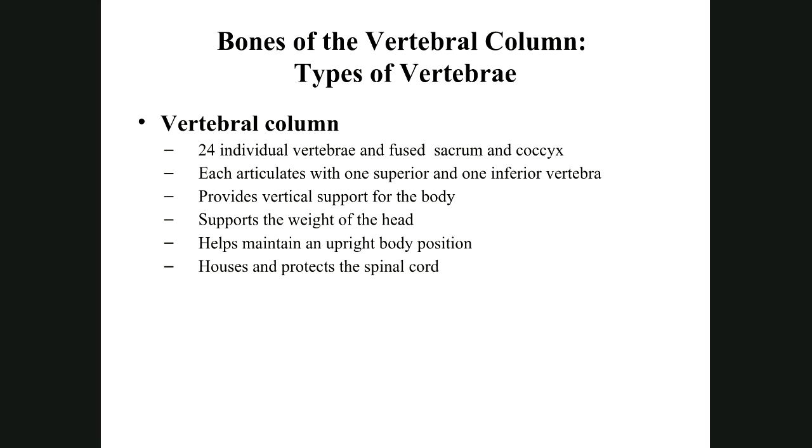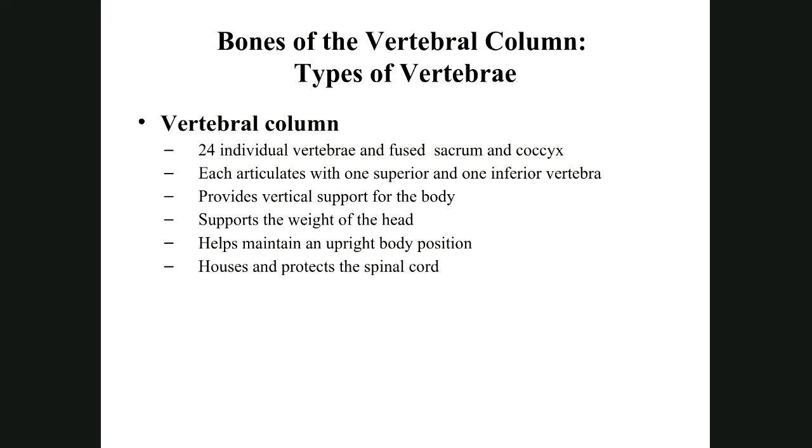All right. So how it works is one vertebra in your vertebral column will articulate with a vertebra above it and a vertebra below it. The one above it is the superior vertebra. The one below it is the inferior vertebra. Keep that in mind, because when I start talking about different vertebrae, you need to know superior and inferior.